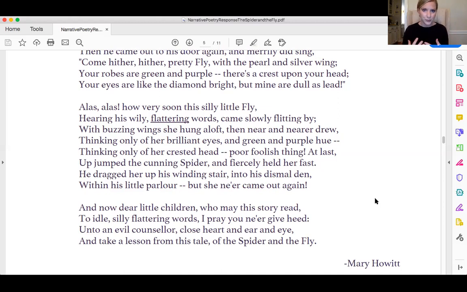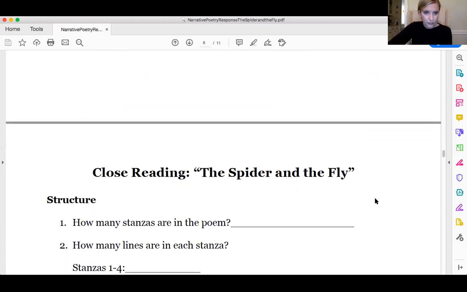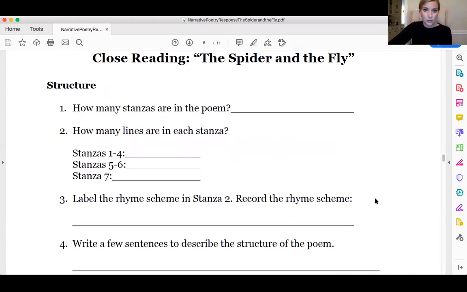Now, one of our objectives was to find the theme. Now, usually the theme is revealed towards the end of a story. So be thinking about what that theme might be and which stanza the theme shows up in. So what lesson can we learn from this cunning spider and this foolish fly? We're going to do a close reading of the spider and the fly, so make sure that you have your close reading sheet out.